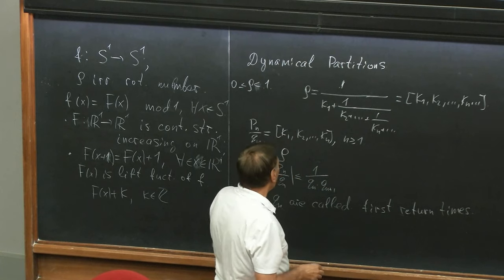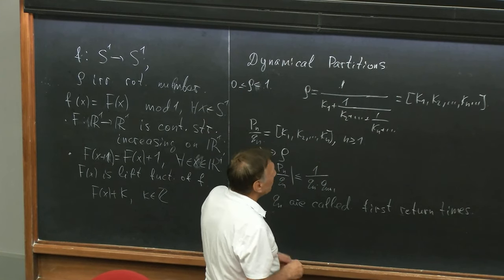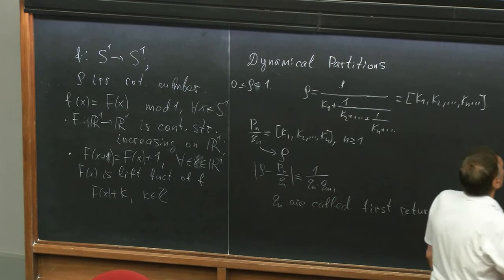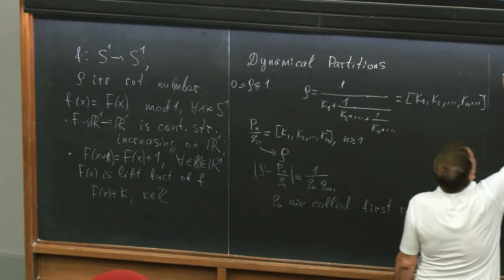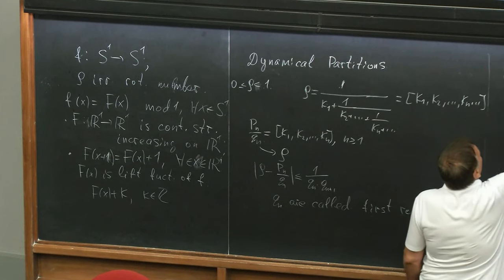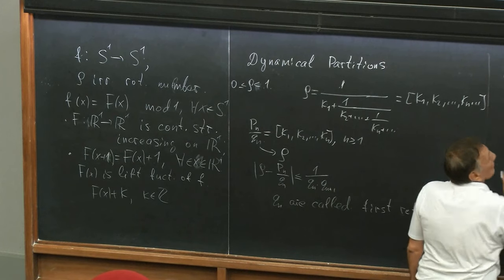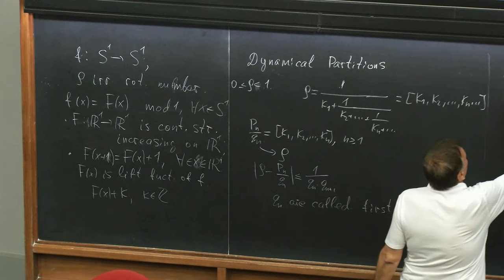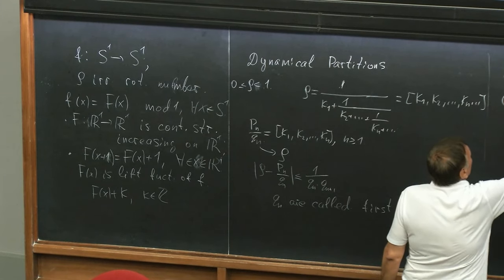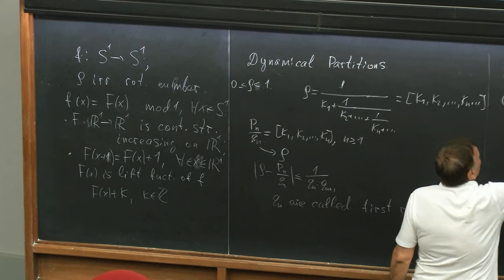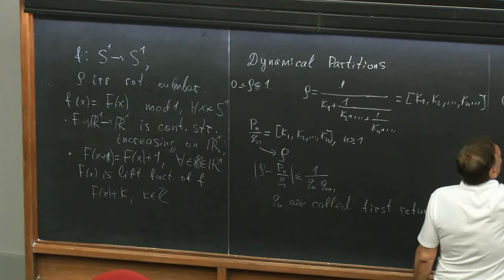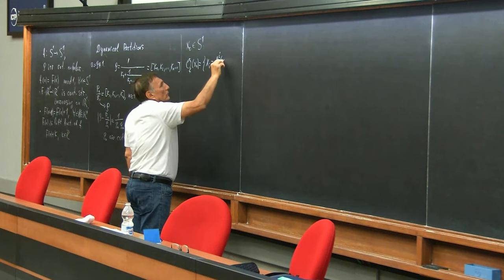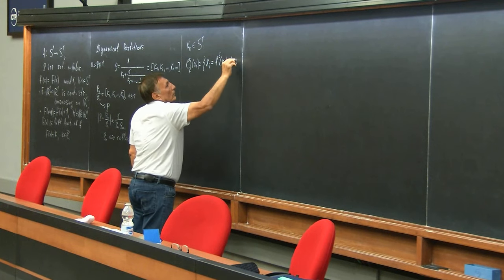First return times. Now we can define the dynamical partitions. So we will take any point and consider its orbit, the orbit of this point by f. It is the following set, where x_i is the ith iteration of x_0.